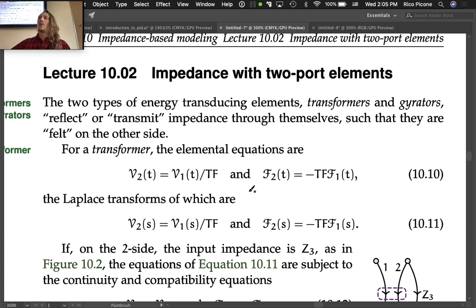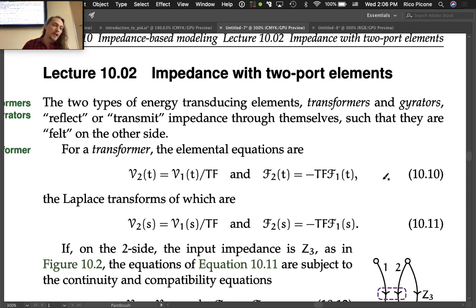So in lecture 10-1 we talked about impedance of one-port elements. So impedance of single elements with just one port on them, like resistors or capacitors or mass elements or fluid inductances or anything like that. So we talked about how to do impedance models for these sorts of elements and how to combine those impedances for networks of connected one-port elements.